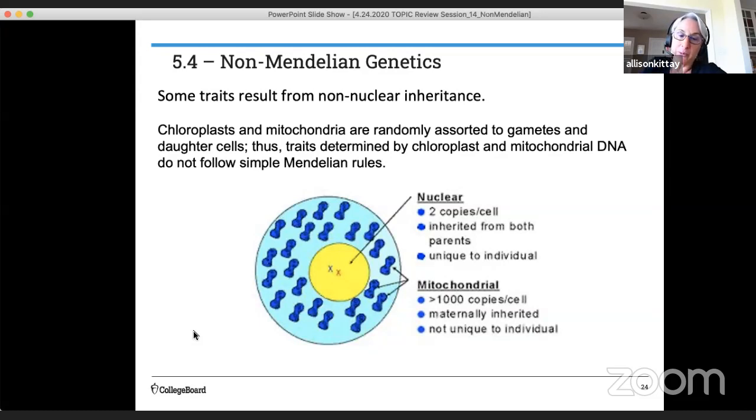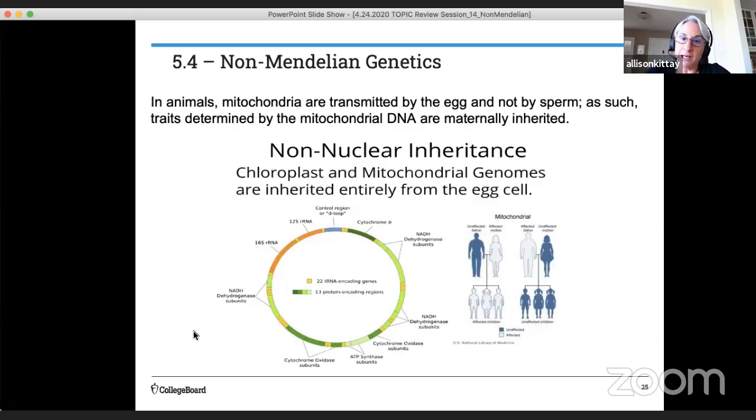And I'm going to give you some examples. If you look at this picture, you can see that for the nuclear DNA there are 2 copies, and you inherit one from each parent. So the red X maybe came from dad, and the black X came from mom. The mitochondrial DNA, which is cytoplasmic, only comes from the mother. The reason for this is that when a sperm cell fertilizes an egg, really all it's providing is its nucleus. It doesn't provide any of the cytoplasm. All of the cytoplasm comes from the maternal ovum. Okay, so in animals, mitochondria are transmitted by the egg and not the sperm.